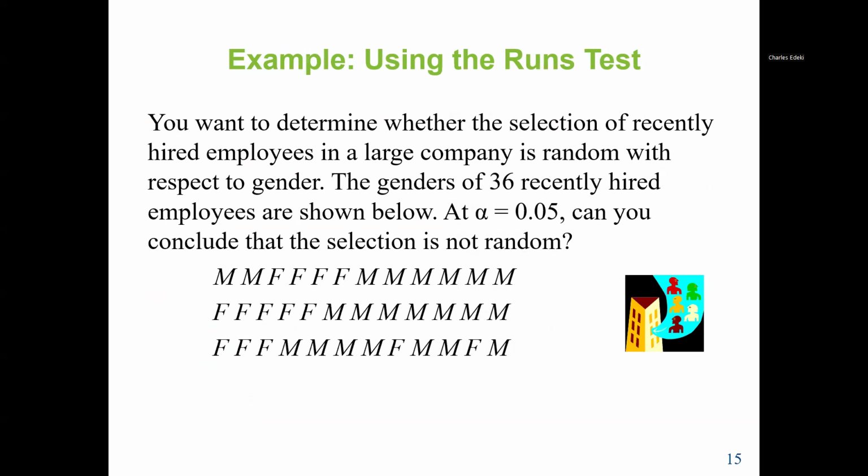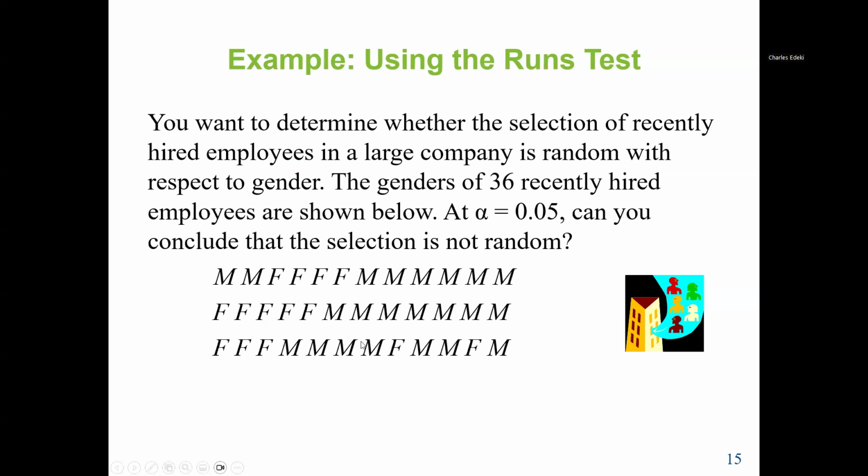The genders of 36 recently hired employees are shown below. Also, alpha is given to us to be 0.05. Can you conclude that the selection is not random? So here again, we need to use the run test.